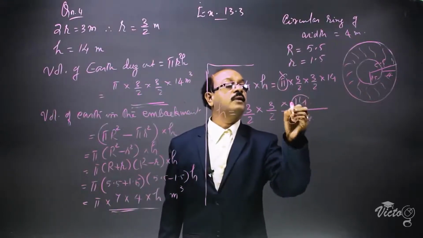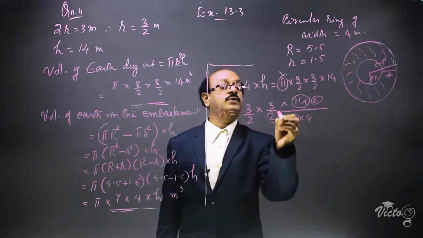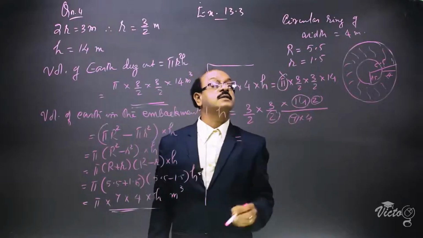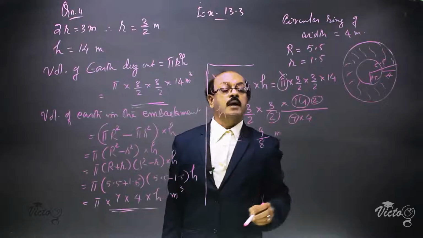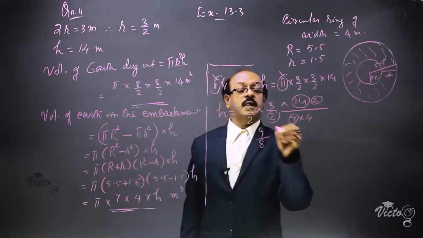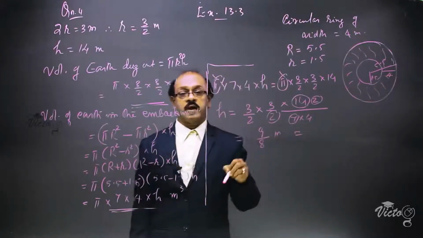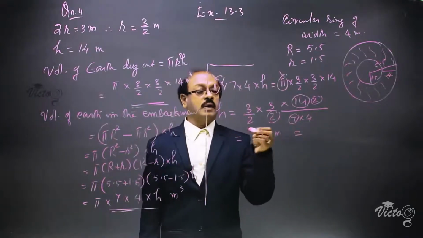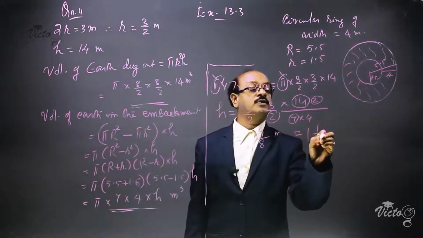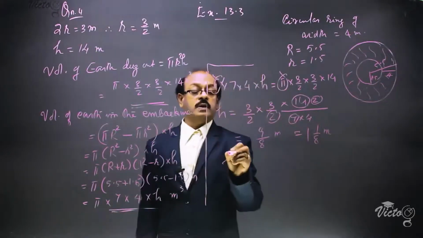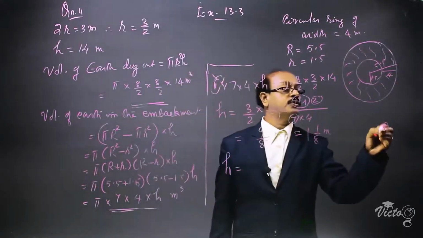That means 3 by 2 into 3 by 2 into 14 divided by 7 into 4. This 7 and 14 get cancelled by 2. This 2 and 1 2 cancelling. The remaining is 3 into 3, 9 by 8 meter. 9 by 8 is an improper fraction. We can put the value either as a fraction or as decimal. If we convert this into a mixed fraction, we get 1 and 1 by 8 meter. Or h is equal to 9 by 8, we can divide 9 by 8.